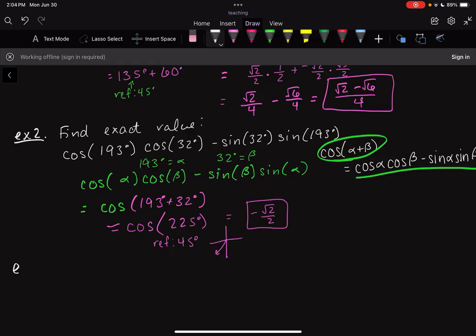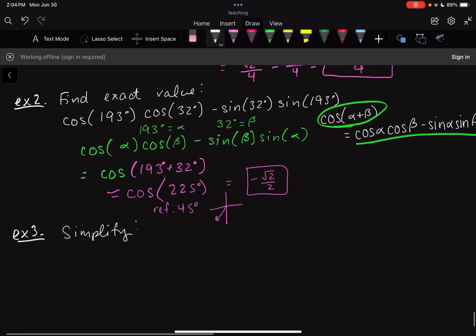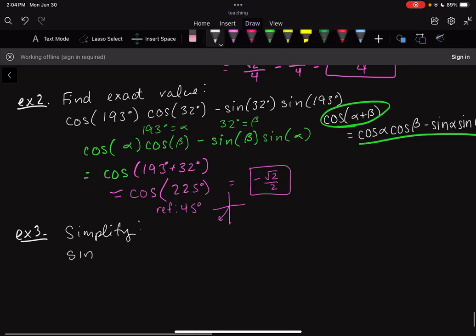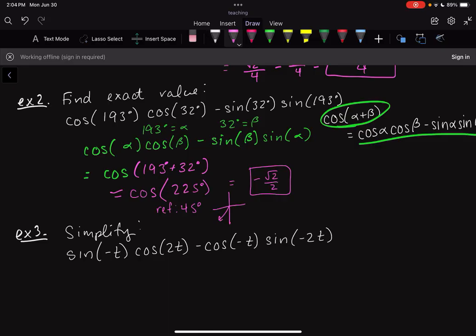Here's another one, another type that you could see. This one just says simplify. And it says sine of negative t times cosine of 2t minus cosine of negative t times sine of negative 2t. So this one is just asking us to simplify using the identity.